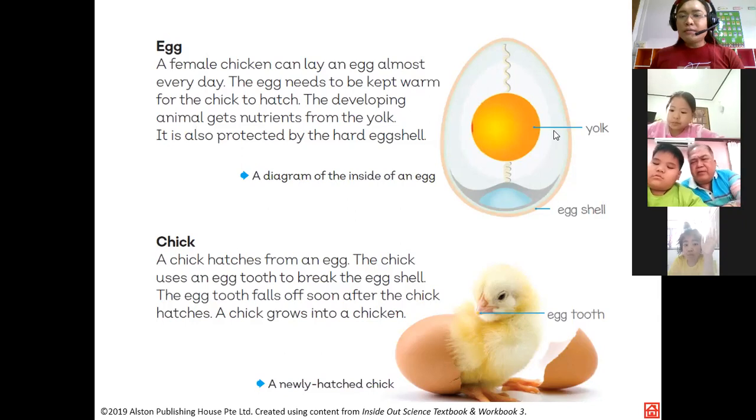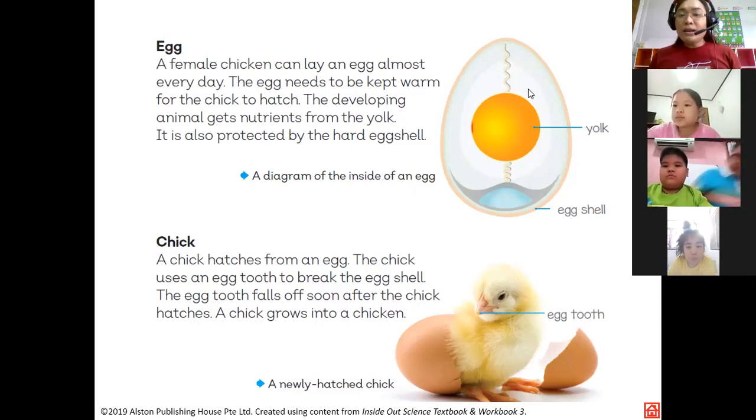This part. What is this part? So this egg. So the yellow is egg yolk, and this one is the egg white. Okay, this one is the egg white. The yellow is the egg yolk. The white is the egg white.